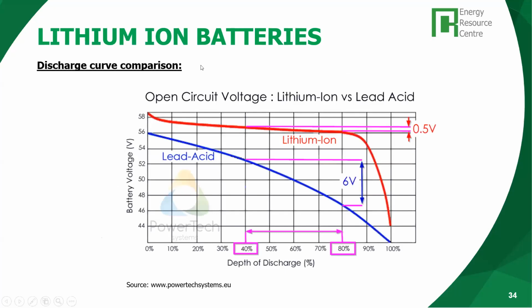When we look at the discharge curve comparison, we can see that lead acid batteries have a more constant drop in the voltage. Perhaps if we compare it to the previous one, this curve would be a bit more flat, but anyway, we find a significant drop of the voltage once you exceed a depth of discharge of 40% in lead acid. With lithium-ion, you can discharge very well up to 80%, and you will barely notice any voltage drop.